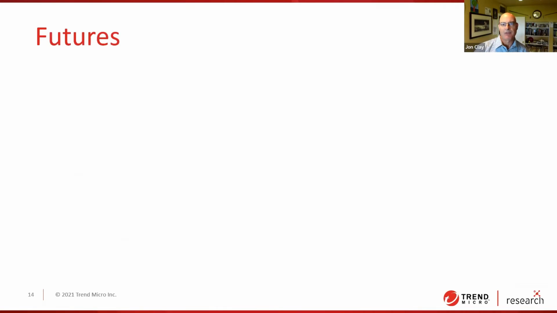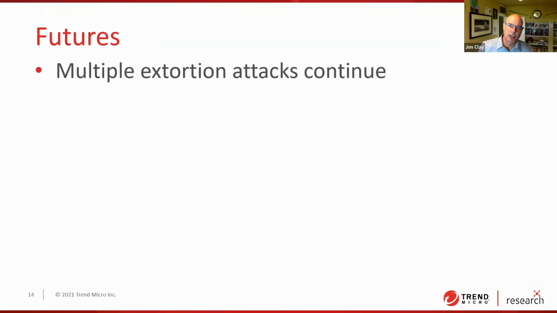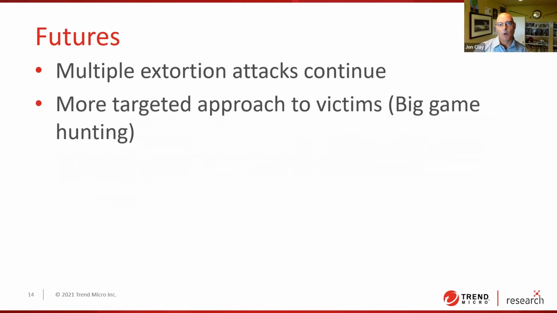So let's talk a little bit about futures. First thing is multiple extortion attacks are definitely going to continue. So they will continue to be doing activities inside your network before they drop ransomware. Ransomware is typically going to be the last component of an attack because it's very visible. Obviously, it's very noisy. So they'll be doing things, and it could be days, months ahead of the ransomware attack, inside your network. Definitely a more targeted approach. We call that big game hunting, where they're looking for key victims that they've analyzed and know would be more likely to pay.